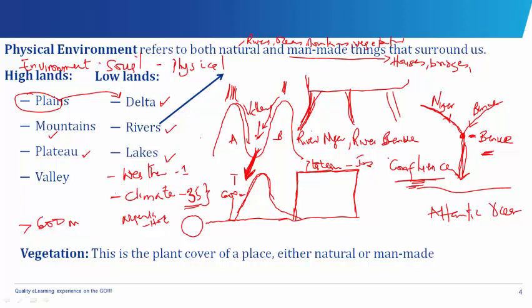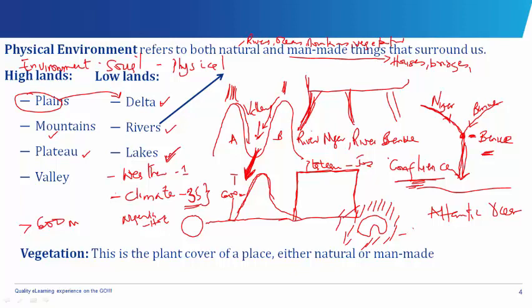Then another thing we now have to learn also under lowlands: lakes. Lakes are large bodies of water that are surrounded by land. So you have a body of water, let's say something like this, and everywhere around it is land. Okay, so this is said to be a lake.